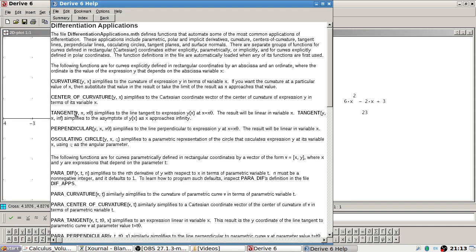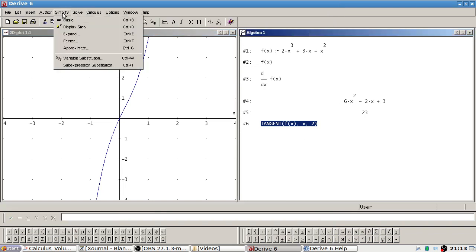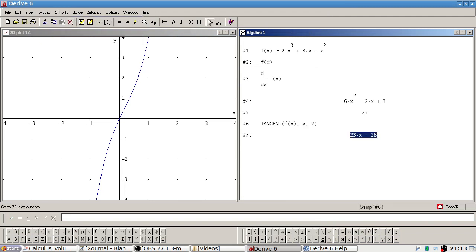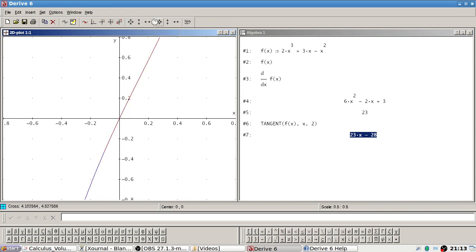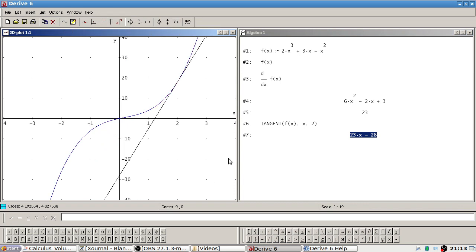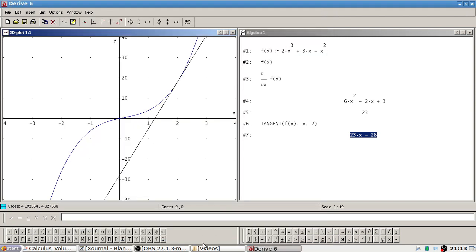Tangent y x 0 simplifies to the line tangent. Result will be a variable in x. Oh, okay, there we go. It did work. There we go. That's the tangent at 2. All right, that worked perfectly fine.